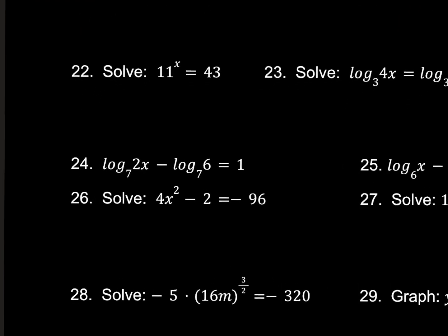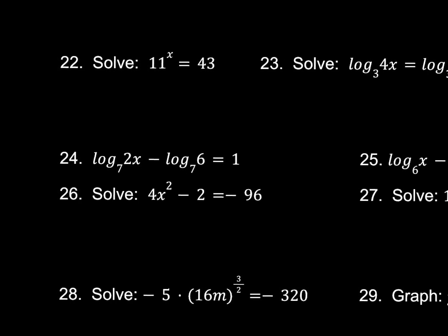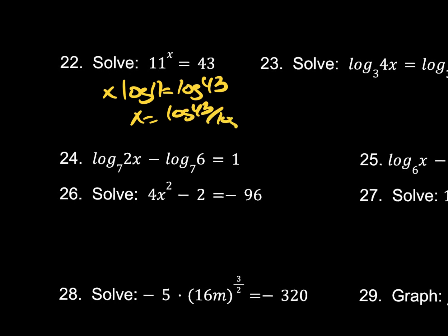There's 22. I'm solving 22. Because I can't find the same base, I'm going to take the log of both sides. I'm going to do x log 11 equals log 43. Divide both sides by log 11. I'm just going to punch that in my calculator and see what I get, except I don't have a calculator. Let me see if I can find something here to work that out. All right, to be honest, I just used my phone, but I think it's pretty accurate, 1.5685.